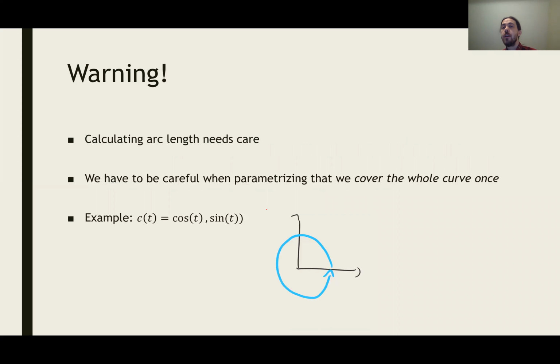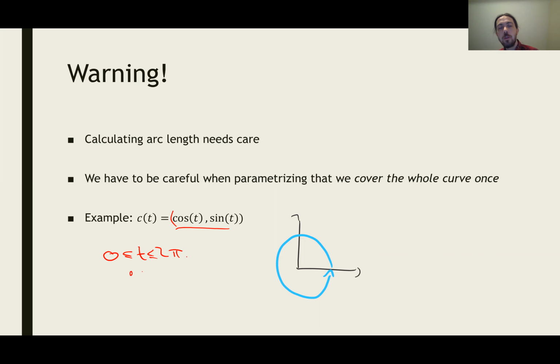The second warning is a little bit more practical. When we calculate arc length, we have to parameterize an object and make sure that we only cover the whole object once. So for example, when we're parameterizing a circle like this, one parameterization is given by a trig parameterization, C of t is cos t, sine t, but we have to be careful when we're calculating the length of that, that we get an interval that covers the entire circle exactly once.